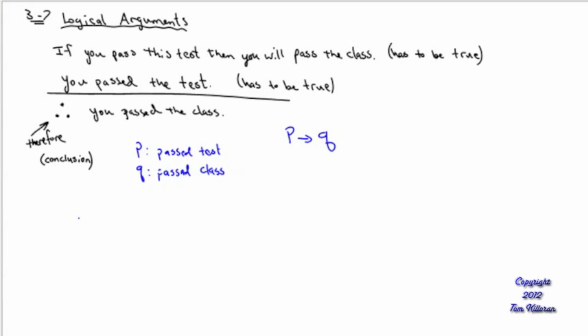You pass the test. Q. Wait a minute, we haven't had the second statement. If you pass the test, then you'll pass the class. You pass the test. P. Line, just like that one. Three dots for therefore. You pass the class. Q.